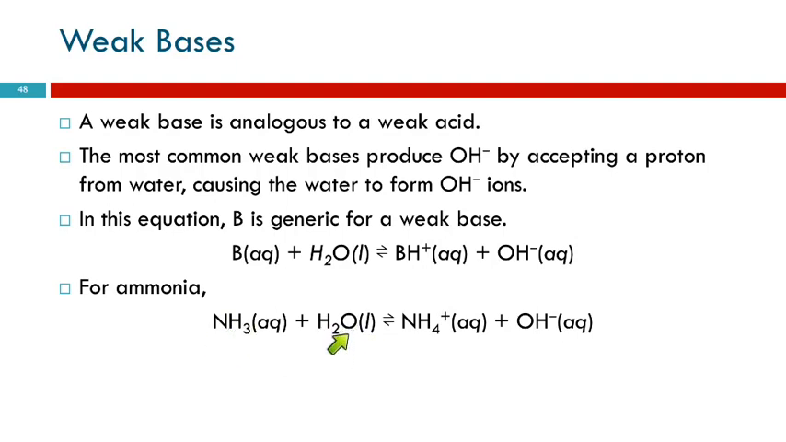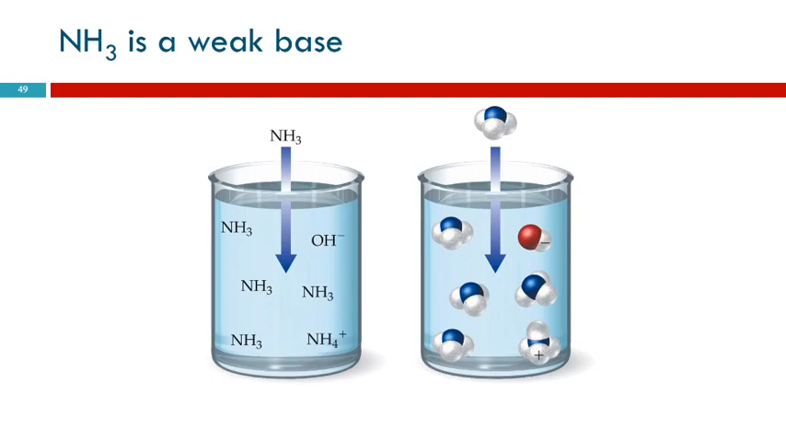It reacts with water. Water acts as the acid. Ammonia acts as the base. It takes a hydrogen ion from the water. But this has a double-headed arrow. This is a weak base. So there's intact ammonia molecules as well as ammonium ions. Here we have the ammonia molecule. We dissolve that in water, and some of them form ions, but a lot of them do not. It's a weak base.